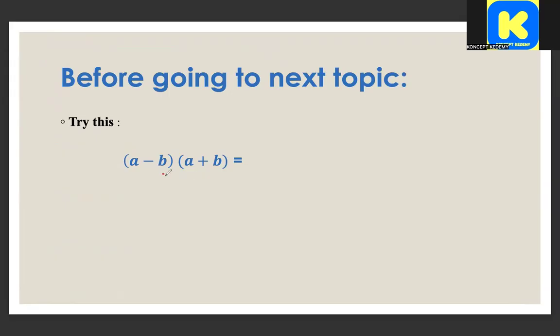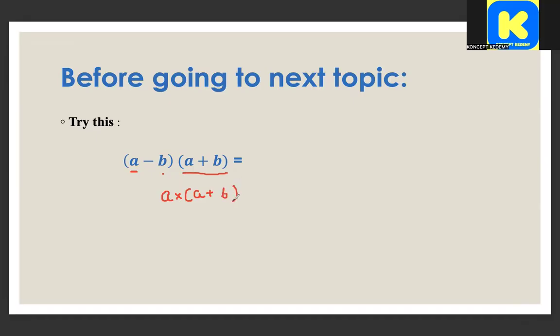You can use the FOIL method, or you can use the distributive property several times. Any method you can go with. I prefer the distributive property law because I am used to it, and FOIL is also good. It's easy to do, but I'm comfortable with the distributive property method, so I'm going with that. You can solve this using the FOIL method. Okay, so this a, multiply this whole thing. So a into a plus b.